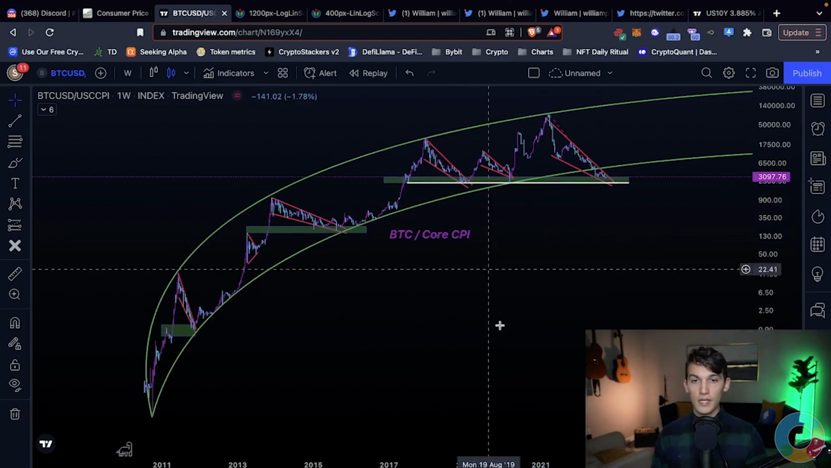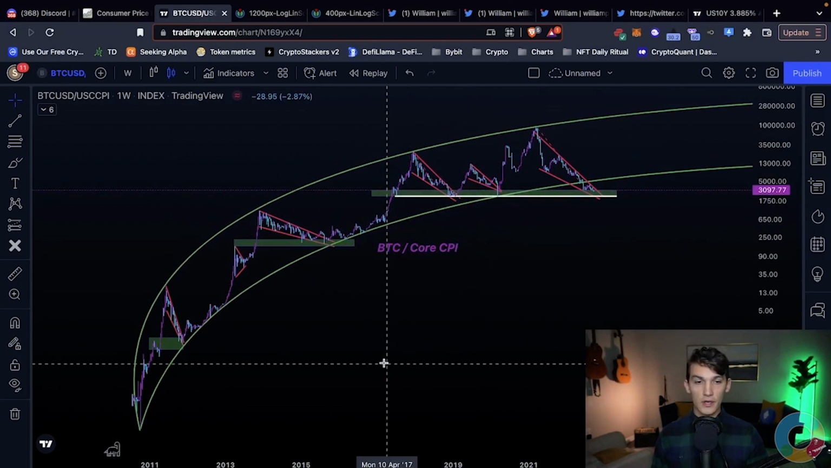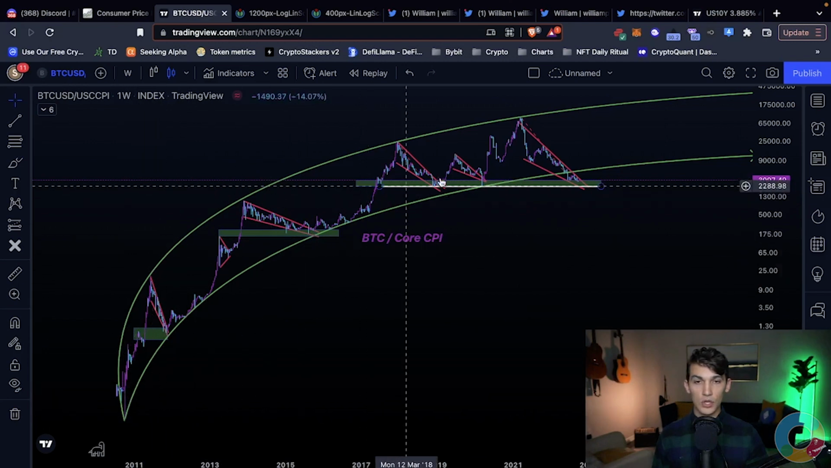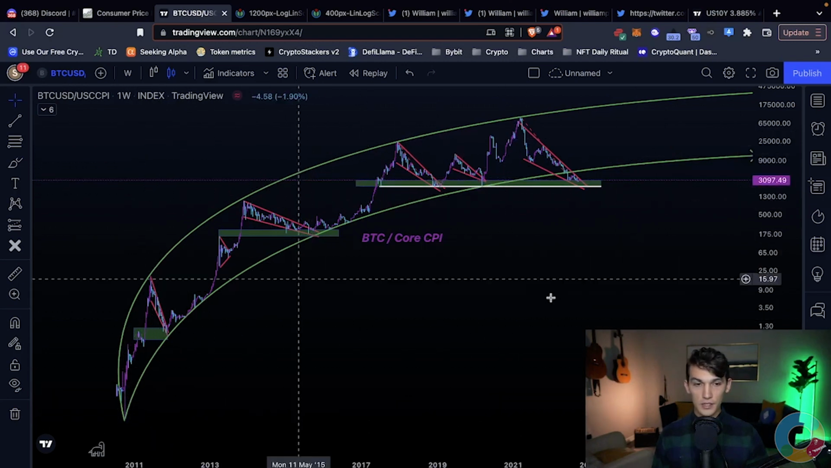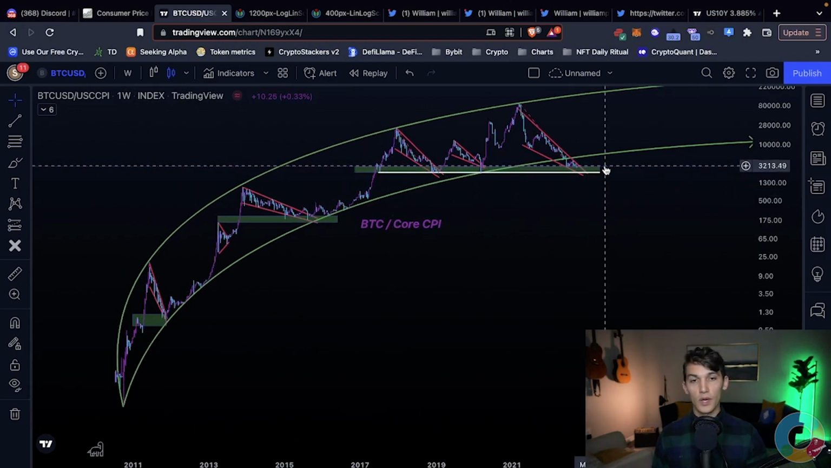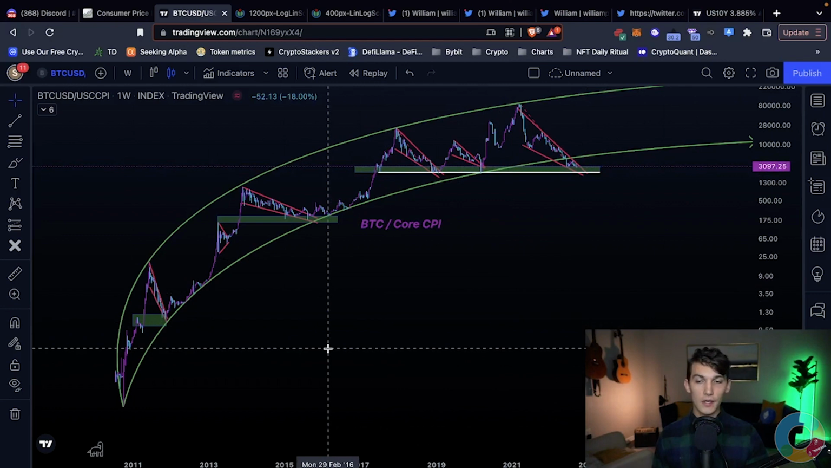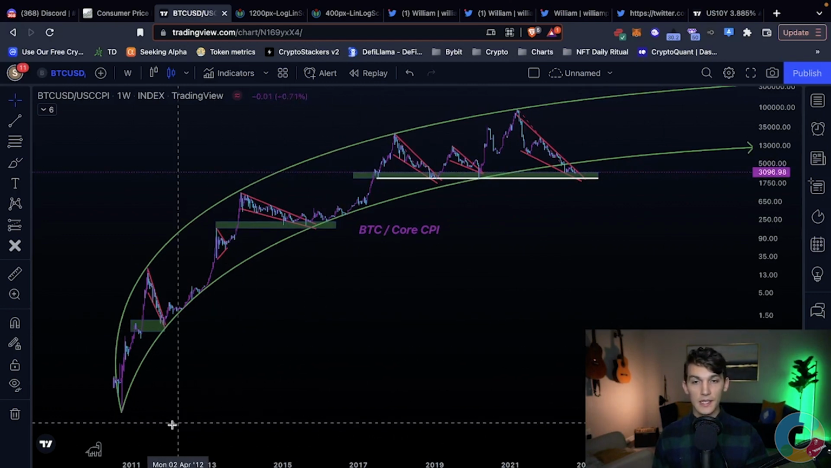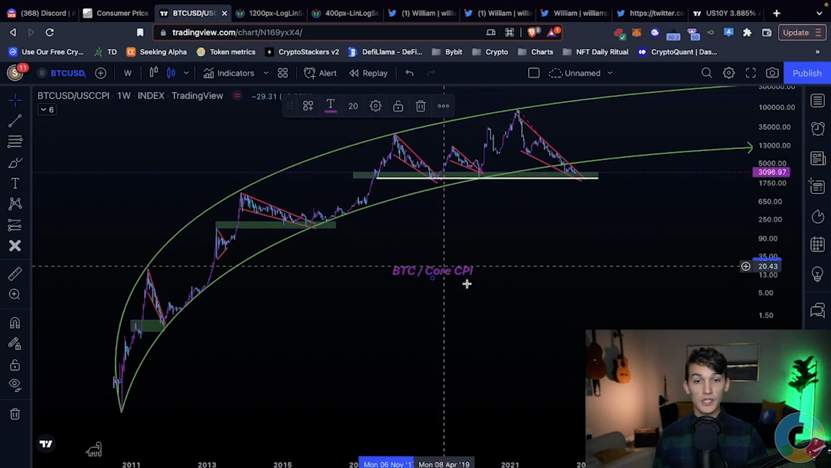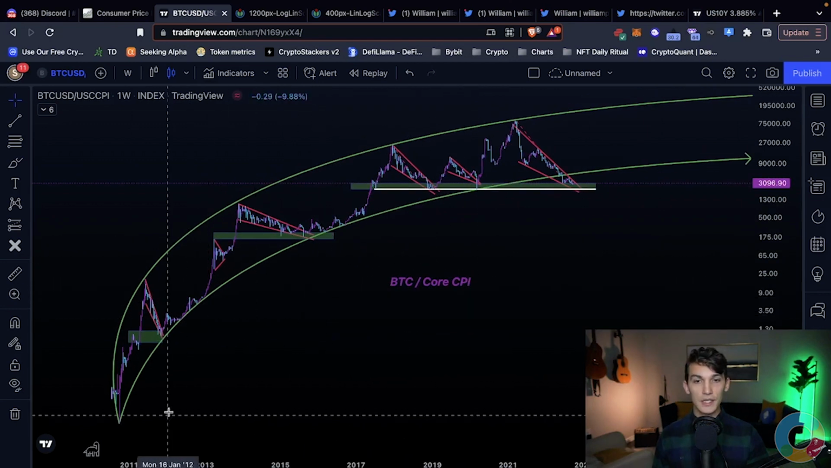So if we look at this chart here, you can see that, like I said, we have this logarithmic function on this log scale that looks like this. So what does this mean? Well, whereas Bitcoin by itself, denominated in USD, has exponential growth, this type of growth, when taken in relation to the core CPI, is actually linear growth.